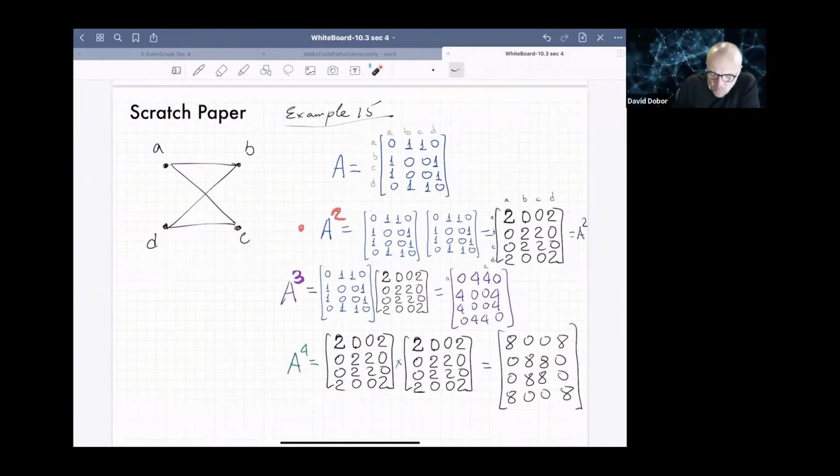Here's 1. 1, 2, 3, 4. I started at A, ended at A. Here's another one. 1, 2, 3, 4. Started at A, ended at A. And so on. So you get this path also. Started A, ended A. So you have 8 such paths from A to A. Okay, so now everybody's getting a sense that this is kind of working. But now I want to justify why that's the case.